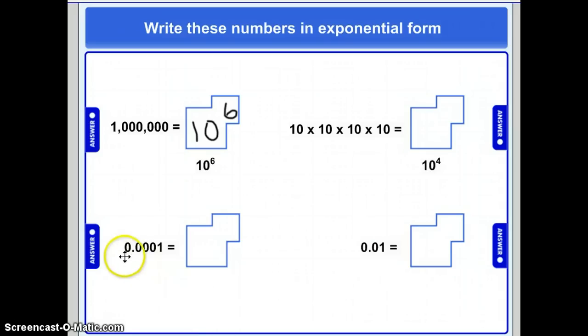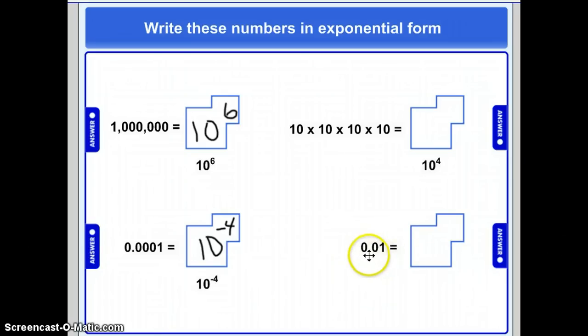Here, it's a little different, because we have that negative exponent. We know we're going to have a negative exponent, so we have the tenths, the hundredths, the thousandths, the 10,000ths. So our exponent for 10,000th, we know is 4, but because it is a decimal, it's going to be a negative 4. So it's going to be 10 to the negative fourth power.